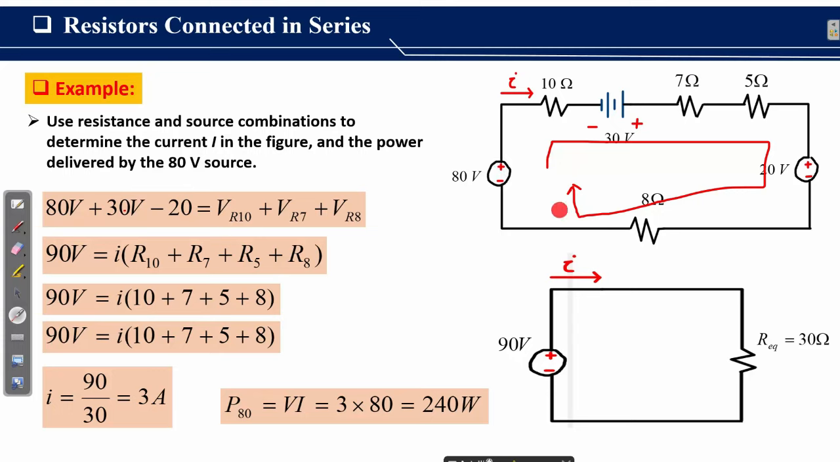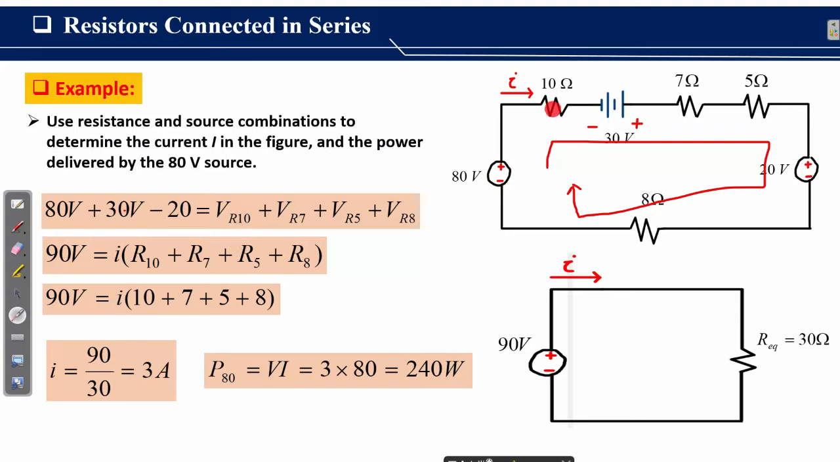As this is a closed loop circuit, we can now apply Kirchhoff voltage law. After applying Kirchhoff voltage law, we get this expression. If we start from this 80 volt source, then 80 volt plus 30 volt minus 20 volt. The plus and minus of the 80 and 30 volt sources are with respect to their polarities, and the minus sign with this 20 volt is with respect to its polarity, that is plus and minus.